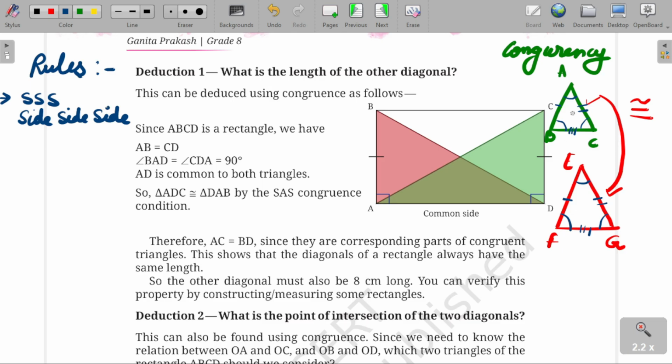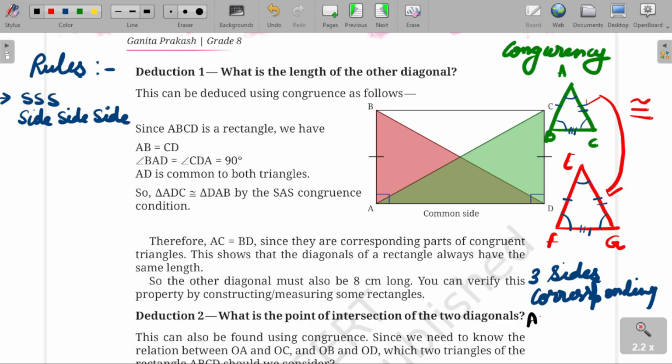When these two triangles have all three sides equal, corresponding three sides equal, there is a word, corresponding. See, this also has a theory behind it. Why corresponding? We are using the term corresponding here.